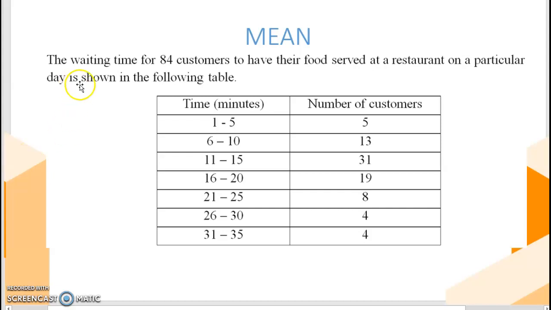The example: the waiting time for 84 customers to have their food served at a restaurant on a particular day is shown in the following table. So we are given class here and the number of customers. Number of customers will be our F. And then the formula for the mean will be summation of Fx divided by summation of F.